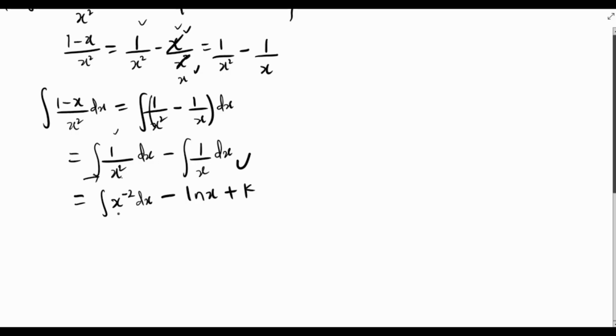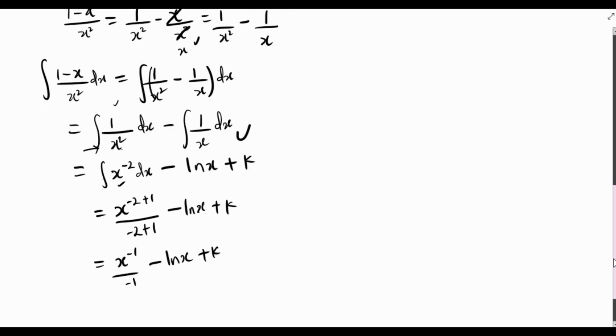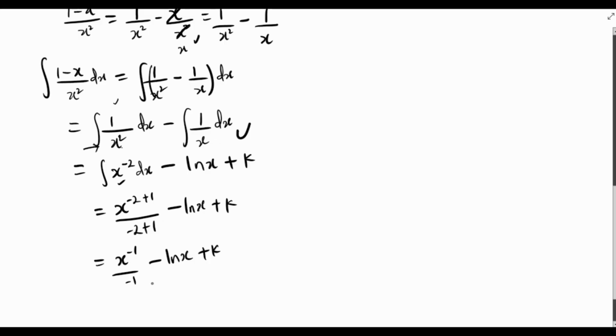All right. Now we have to integrate this part. How do we do integral? We said add 1 to the power. So this is x to the power of negative 2 plus 1, divided by that same negative 2 plus 1, minus ln x plus k, right? So this is x to the power of negative 1 divided by negative 1, minus ln x plus k. Good. Now, what this means is that we have negative x to the power of negative 1, minus ln x plus k.